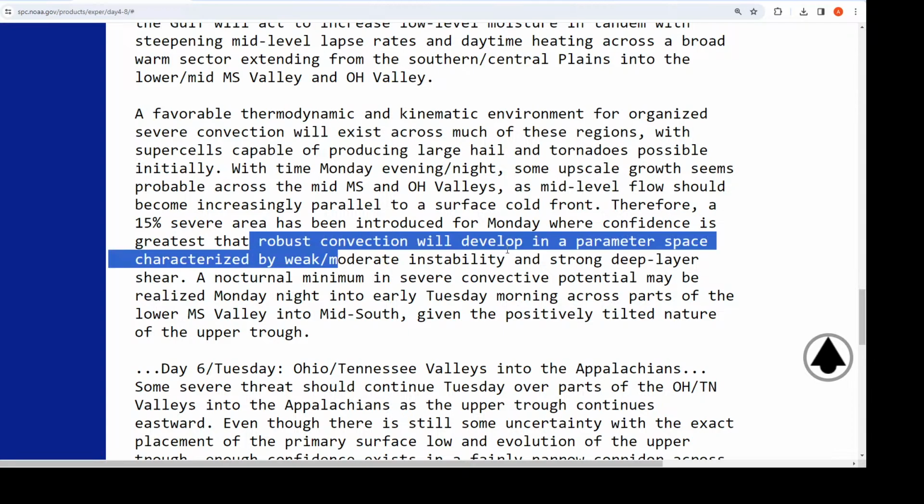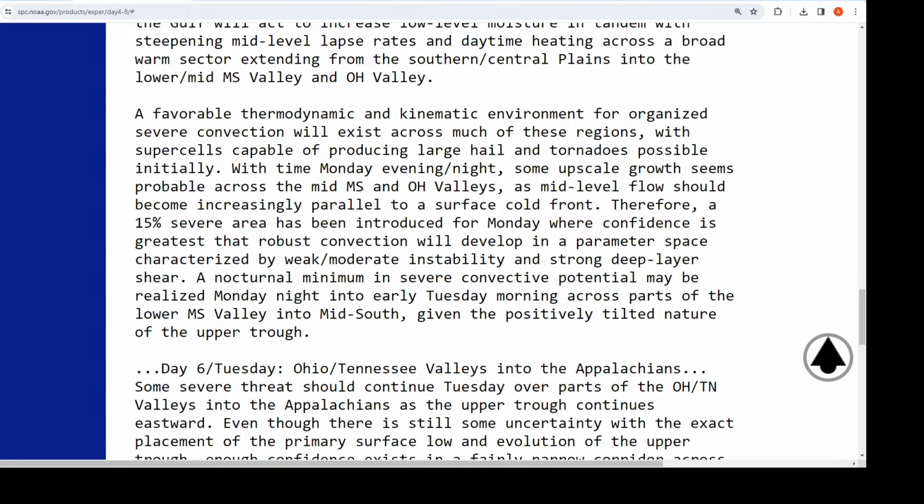So, Monday, where confidence is the greatest that robust convection will develop in a parameter space characterized by weak or moderate instability. Instability is one of the things that really gets storms going. So when the atmosphere is unstable, that's one of the things that thunderstorms need to start really forming. And strong deep layer shear. Now, shear, I will discuss that with you guys in a minute, but that is also one of our big factors into tornadoes and supercells.